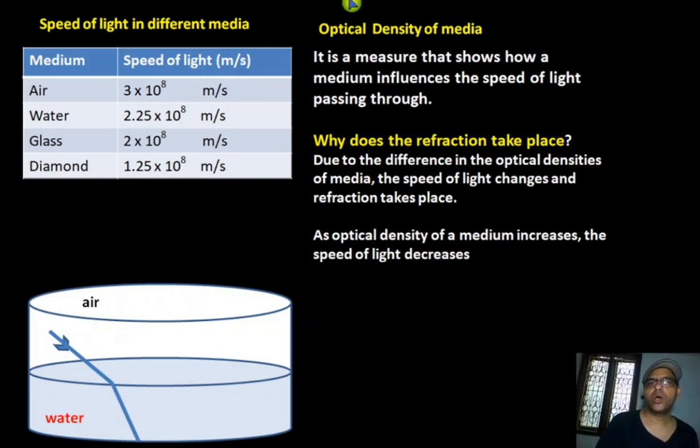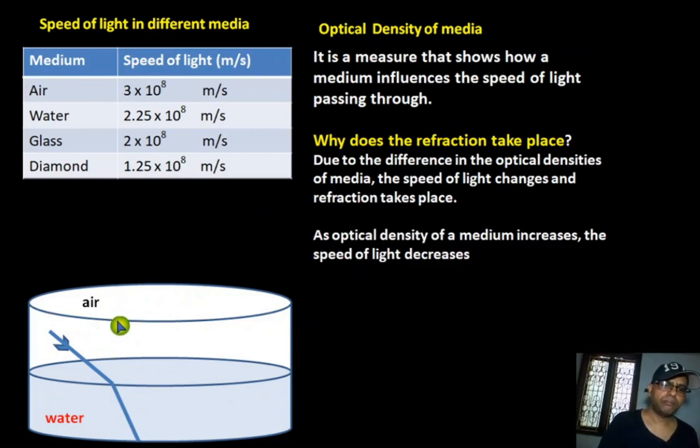Then there comes optical density of media. This is not like a normal density, it is optical, related to light. So optical density of a medium is a measure that shows how a medium influences the speed of light passing through.